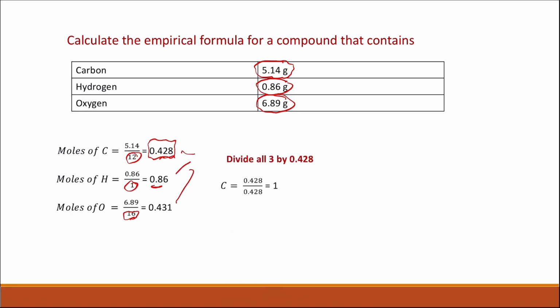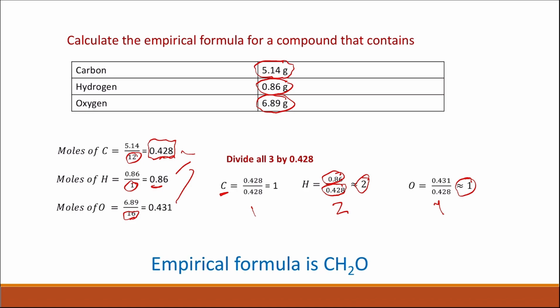So the carbon ratio here is going to be 1. Hydrogen is going to be almost 2, because when you divide 0.86 over 0.428, it's going to be 2 point something, but it's almost 2. And oxygen also is almost 1. So the ratio now is 1 to 2 to 1. So the empirical formula is C1H2O1.